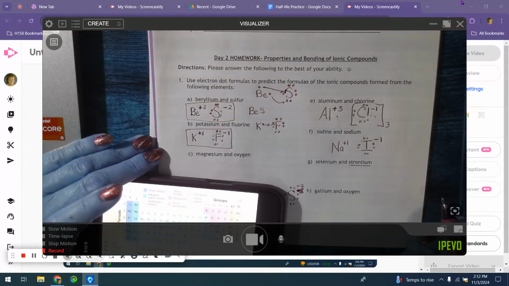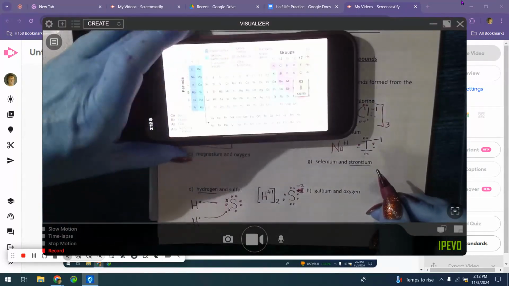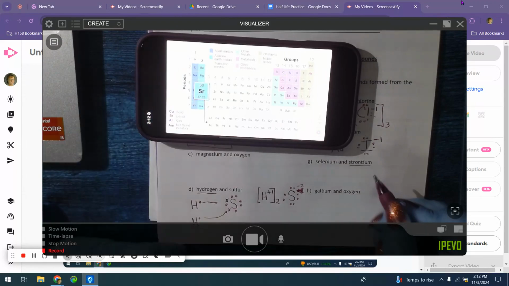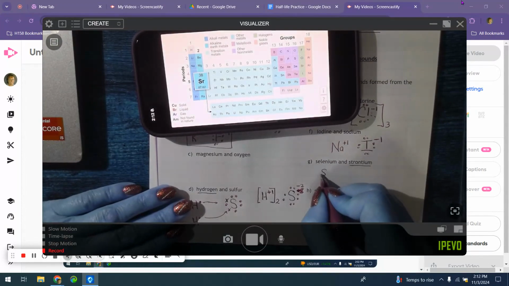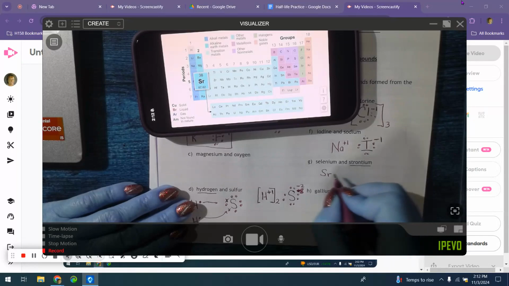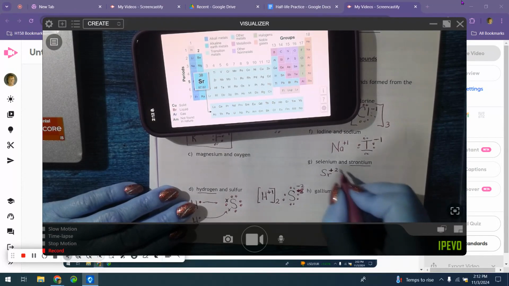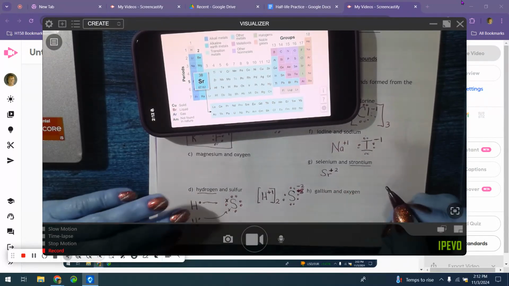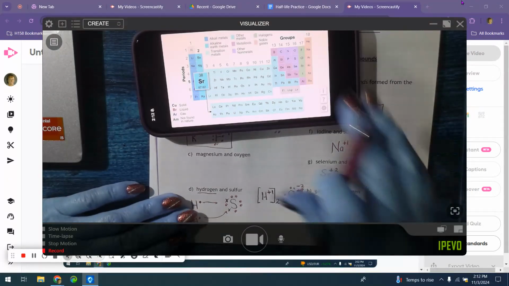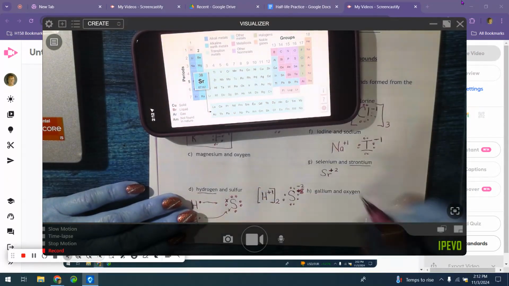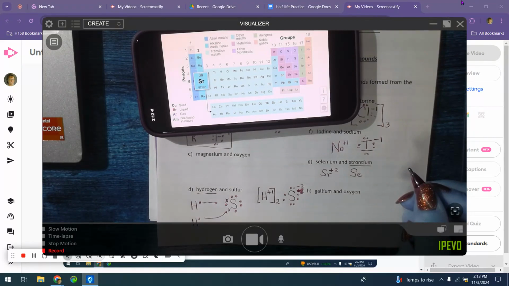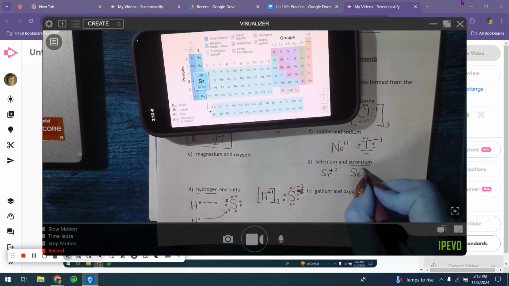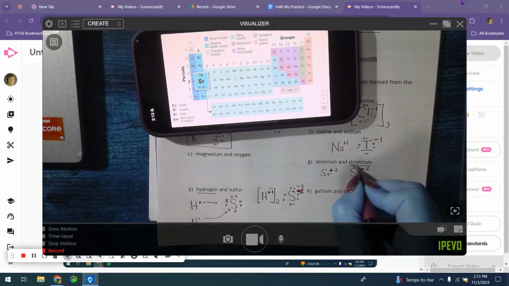Again, strontium is the metal, selenium is the nonmetal. So if I look, strontium is in group 2. What that means is that strontium wants to give away 2 electrons and form a +2 ion. Just by looking at where it is on the periodic table, we can figure that out. Selenium is over here in group 16, which means it wants to take 2 electrons. So selenium is going to end up with a -2 charge and 8 electrons.